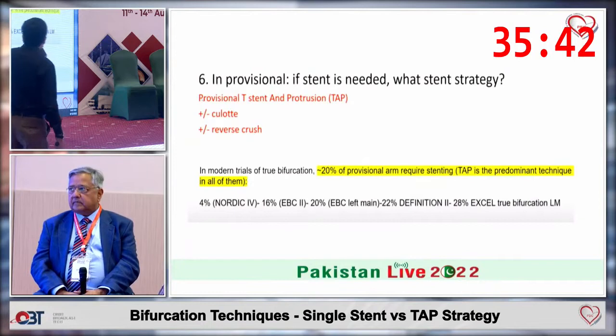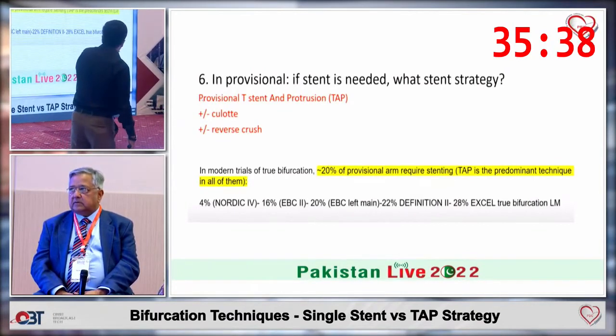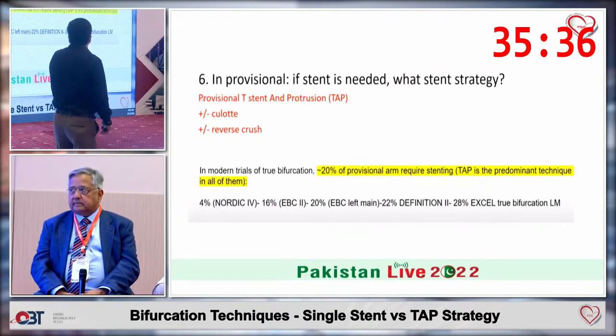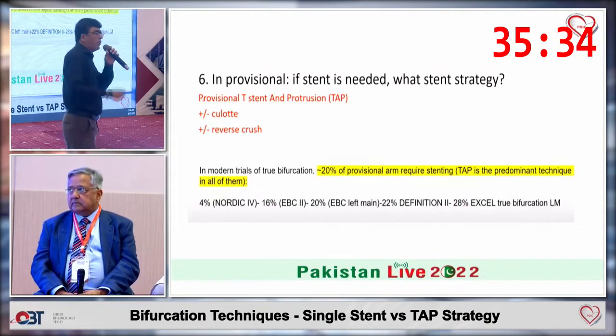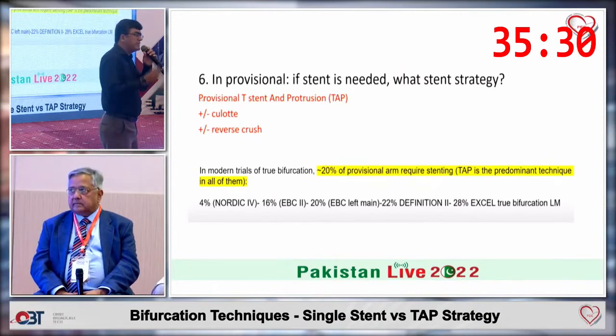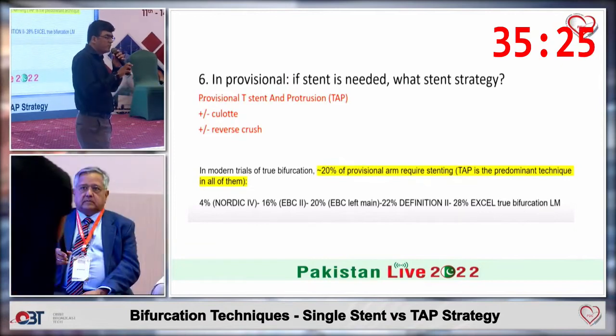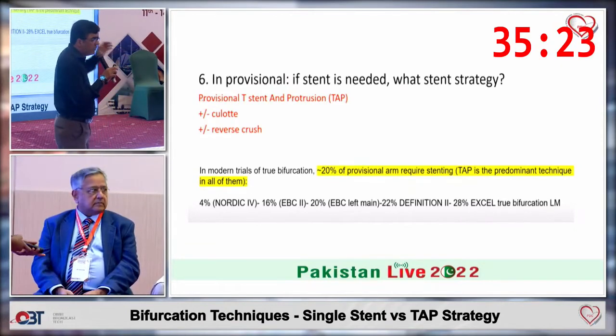So in provisional, if a stent is needed, which strategy? So these are the three strategies: the provisional TAP, we have the culotte and the reverse crush. We'll discuss it later on. In modern trials of true bifurcation, when they went provisionally, they ended up with TAP in most of the cases. So TAP is the preferred technique for bailout stenting of the side branch. For example, if you stented the main branch, it's better we go with a TAP.